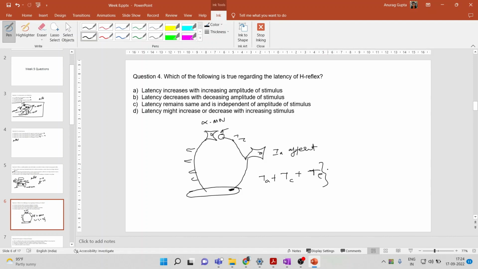So this is the latency. When this gets stimulated, this is the latency that is involved. This latency does not change, it is independent of the amplitude. As long as this reaches threshold, the path that the action potential needs to travel to cause the H reflex is the same. So the latency remains the same and is independent of the amplitude of the stimulus. Answer is C.